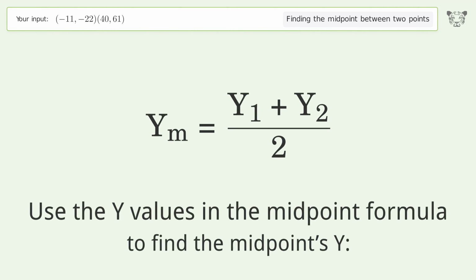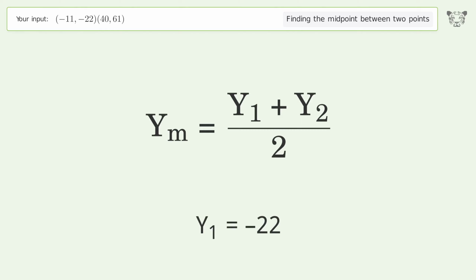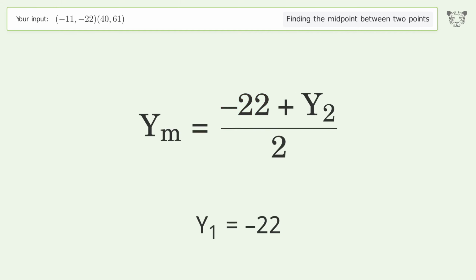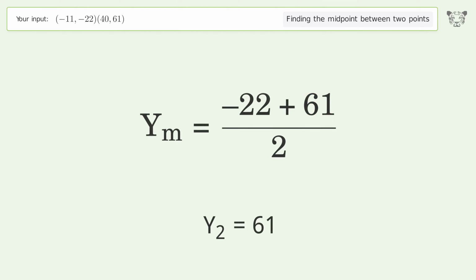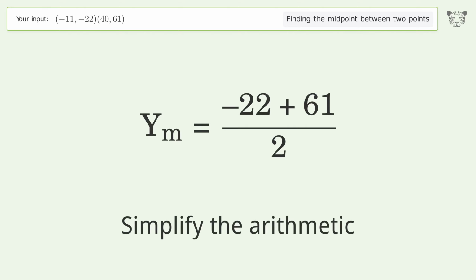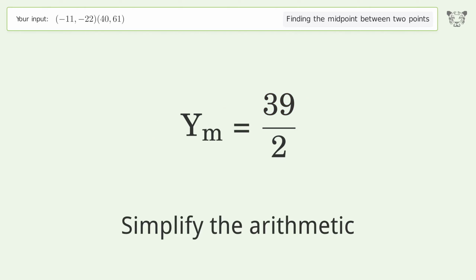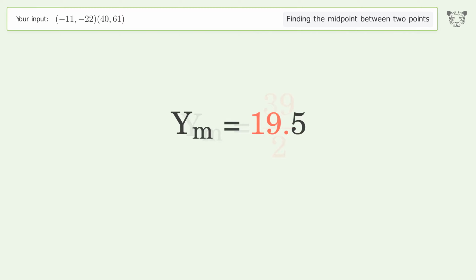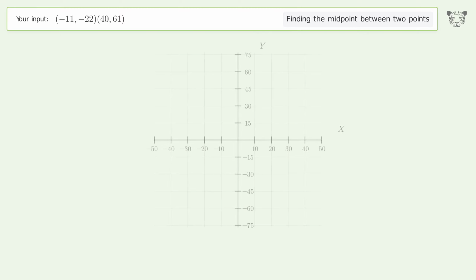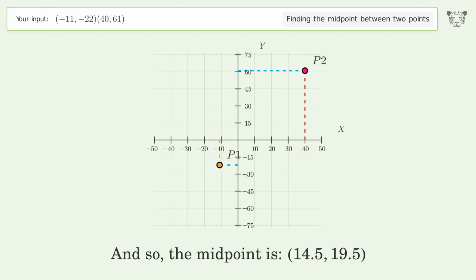Use the y values in the midpoint formula to find the midpoint's y. y1 equals -22. y2 equals 61. Simplify the arithmetic. And so, the midpoint is 14.5, 19.5.